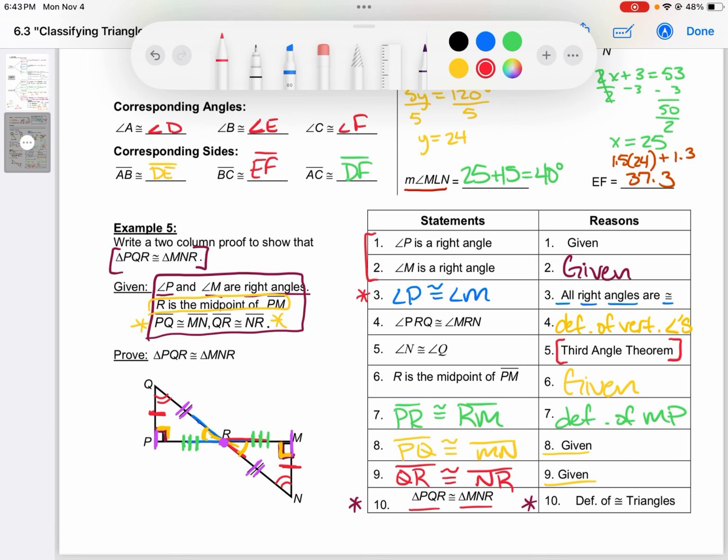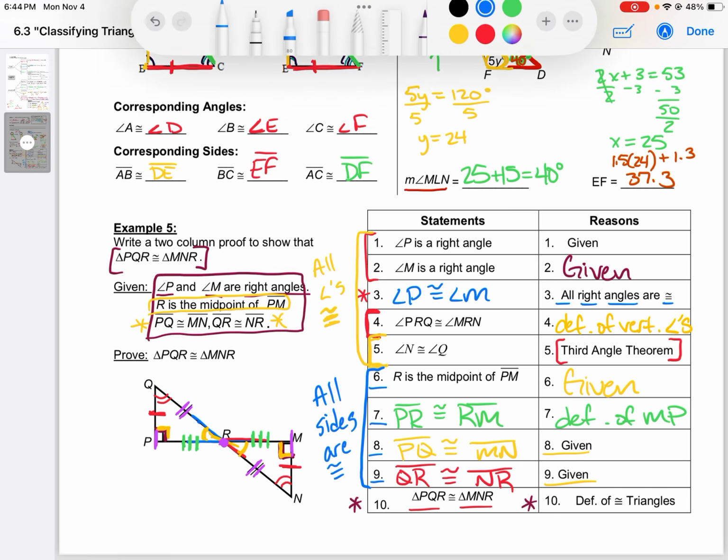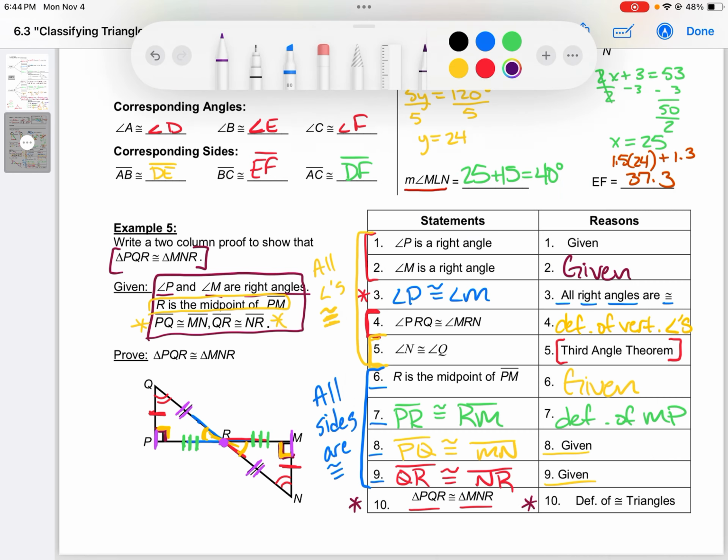We know from what we've built right here, hey, this is a right angle, that's a right angle, so the angles are equal. These two angles, the second ones, also equal each other, and so the thirds also equal each other. So between 1 and 5, we prove that all angles are congruent between the two triangles. And then from 6 to 7 to 8 to 9, we proved all the sides are congruent. And then if you've proven those two things, that all the sides are congruent and that all the angles are congruent, then you've proven by the definition of congruent triangles that the triangles are congruent.